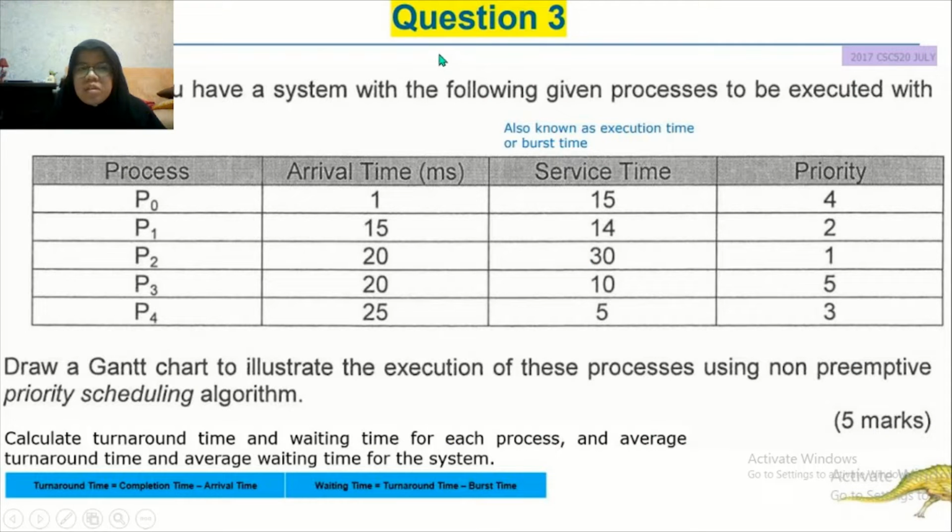So the question that we get is question 3, which is given the process name, arrival time, service time, and priority number. There are 5 processes here, and we have to draw a Gantt chart to illustrate the execution of these processes using the non-preemptive priority scheduling algorithm. Then we have to calculate the turnaround time and waiting time for each process, and the average turnaround time and average waiting time for the system.